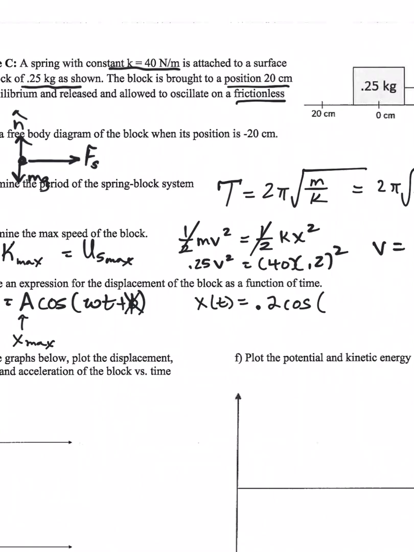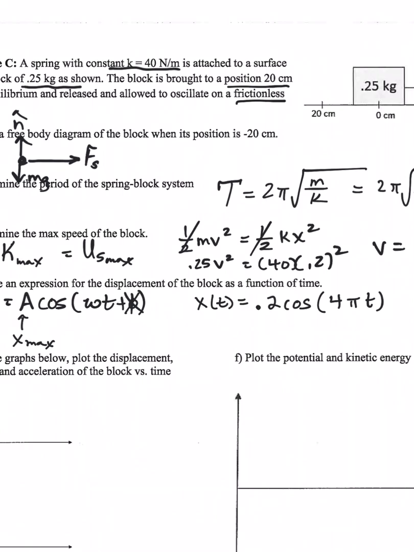4 pi? If we take 2 pi and divide it by 0.5, we get 4 pi, don't we? So this becomes 4 pi t. There is our formula. Okay?